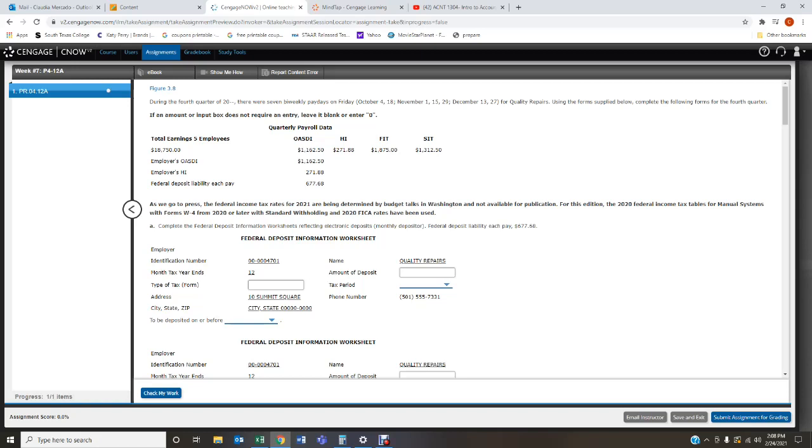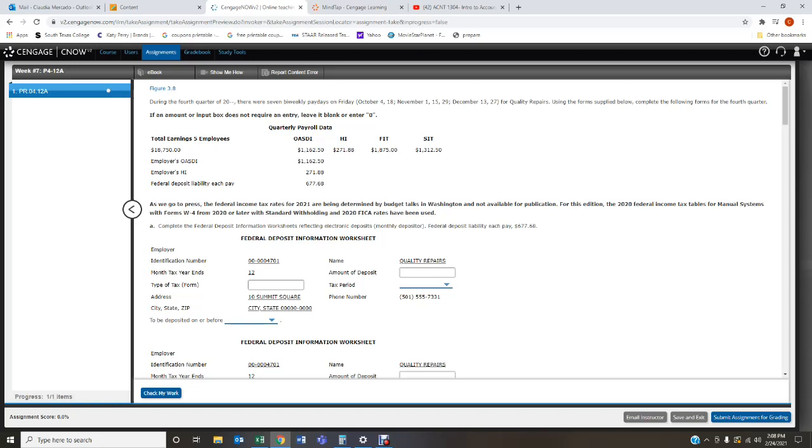It says, during the fourth quarter, there were 7 bi-weekly paydays on Friday. This is October the 4th, the 18th, November the 1st, 15th and 29th, December the 13th and 27th for Quality Repairs. Using the forms supplied below, we have to complete the following forms for the fourth quarter. If an amount or input box does not require an entry, leave it blank or enter a 0. I prefer to leave it blank, but it's up to you.